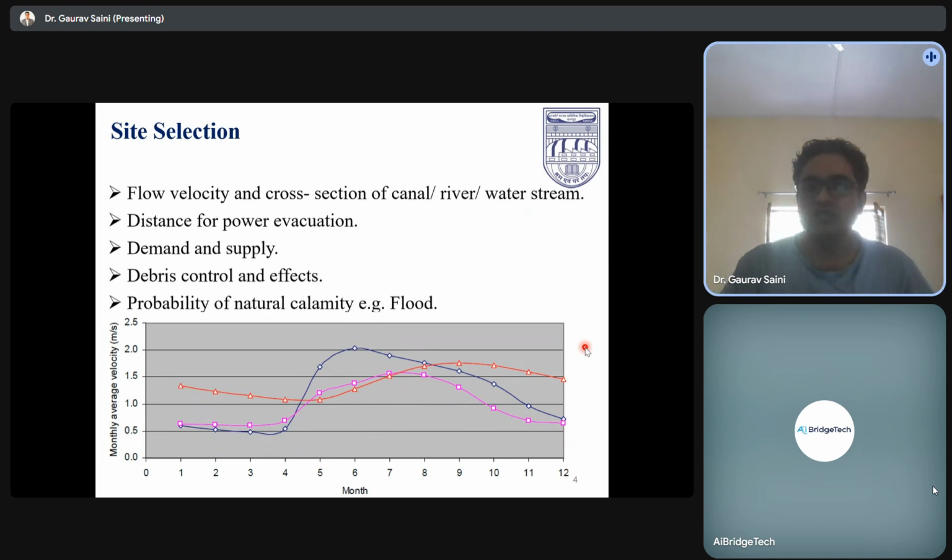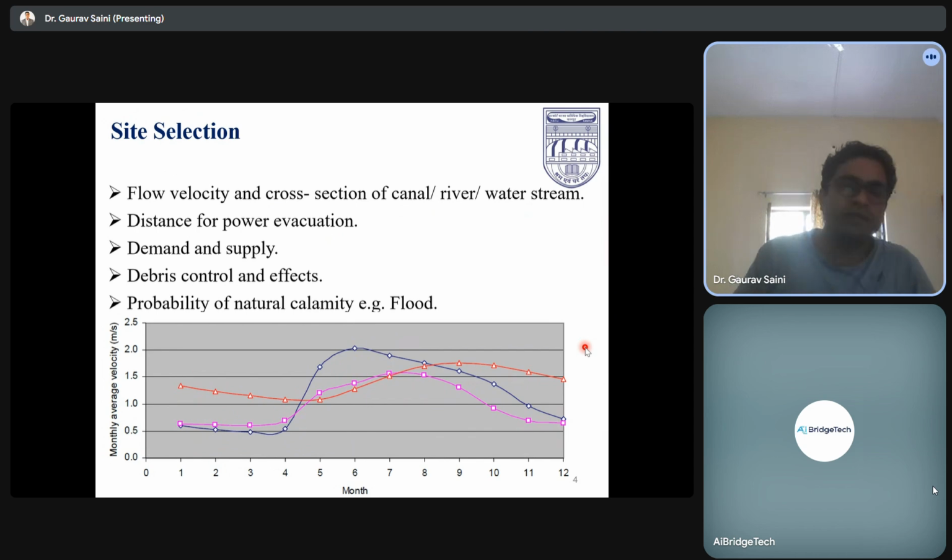These are the major parts for the site selection. Distance for the power evacuation is a major effect, because we are generating the power, and this power may have to be evacuated at a certain location. So that has to be taken care of during the site selection. And demand and supply is there, because we are generating the power, the supply should be there.